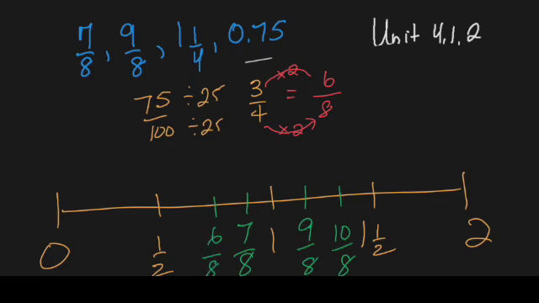So there is everything placed on our number line in order from least to greatest. 6 over 8 we know was our decimal 0.75. So there's our 0.75. And our 1 and 1/4 is actually 10 over 8. So this would be our 1 and 1/4.